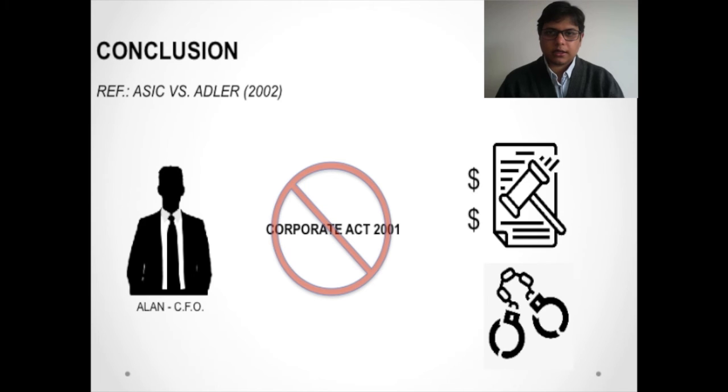It is very clear that Alan has violated Sections 182, 183, 184 and Section 191 of the Corporations Act 2001 by divulging the company information to his cousin regarding the contract. This could lead to serious legal actions for his criminal offense of disclosing the company's confidential information to his relative, in this case his cousin, and this is with reference to ASIC versus Adler 2002. This means a penalty of $200,000 or 5 years imprisonment or maybe both.